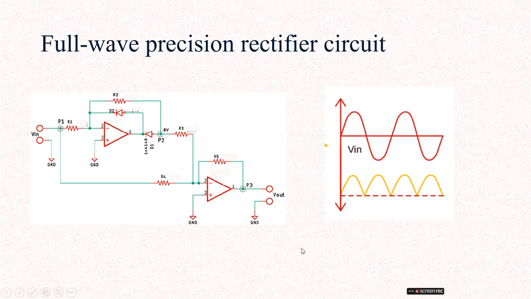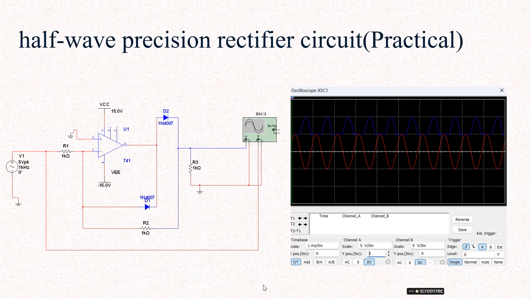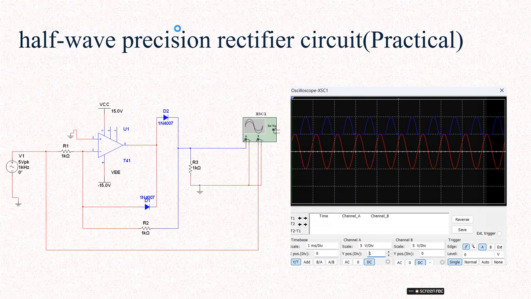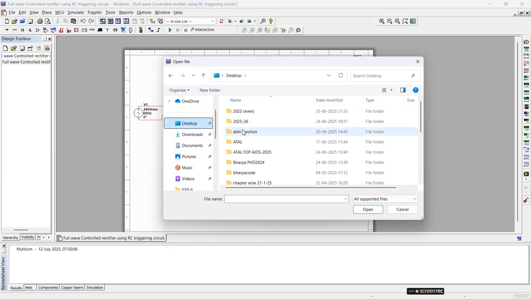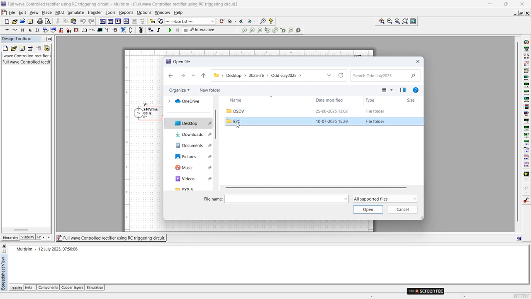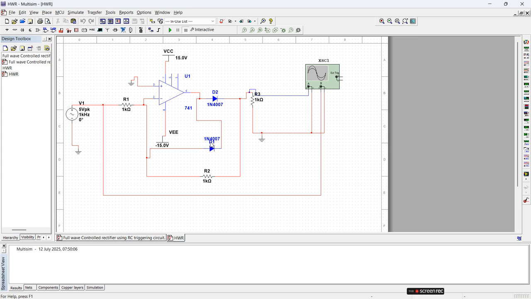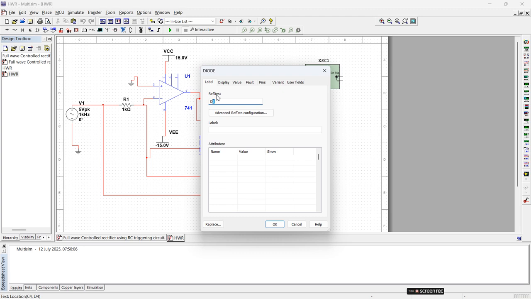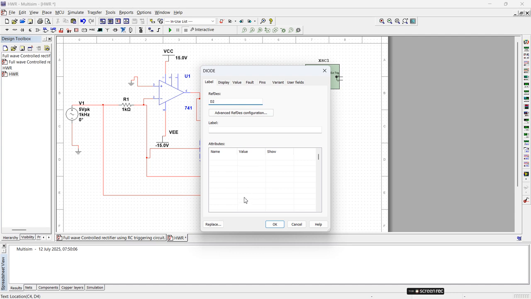Next is the full wave precision rectifier, but before that I will explain the half-wave circuit. I changed the labels because, according to our explanation, this is the D1 circuit and this is the D2 diode circuit.